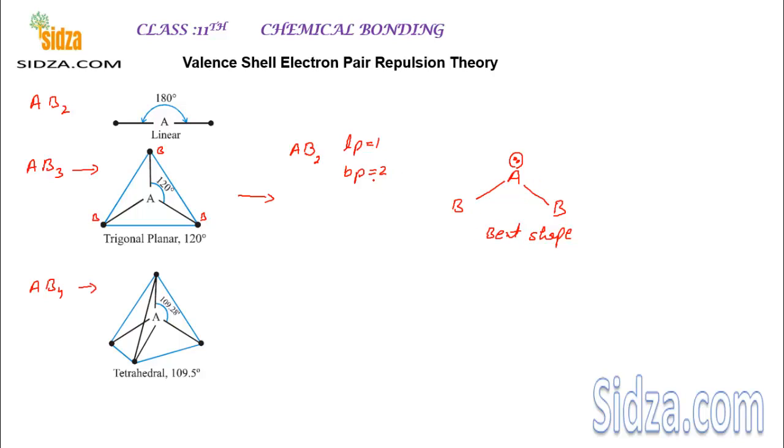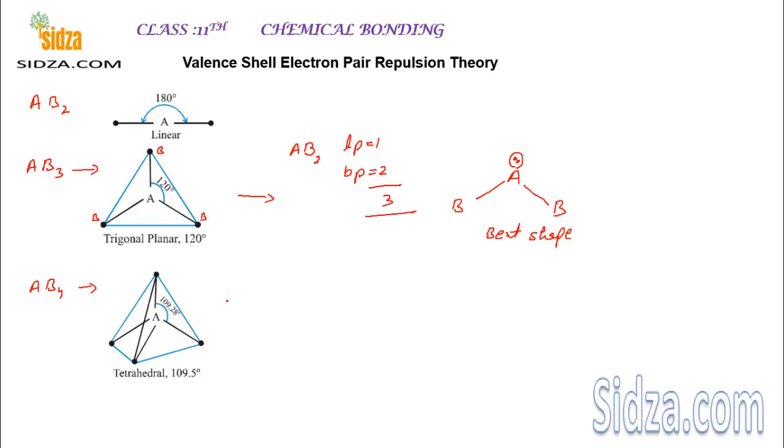And if you add the bond pairs plus lone pairs, that is 3, correct? So the basic structure from which you can guess the shape of the molecule will be trigonal planar. If you find a molecule whose lone pairs plus bond pairs is 3, you can say its basic structure, its parent structure, will be trigonal planar. Then you will see how many lone pairs and how many bond pairs are there, and accordingly you replace one by one and determine the shape.